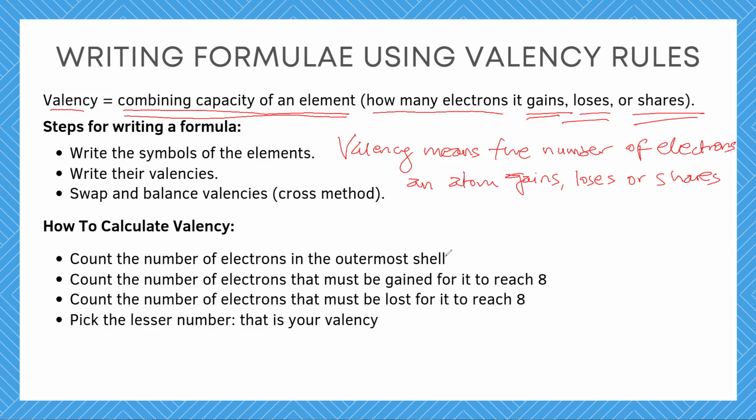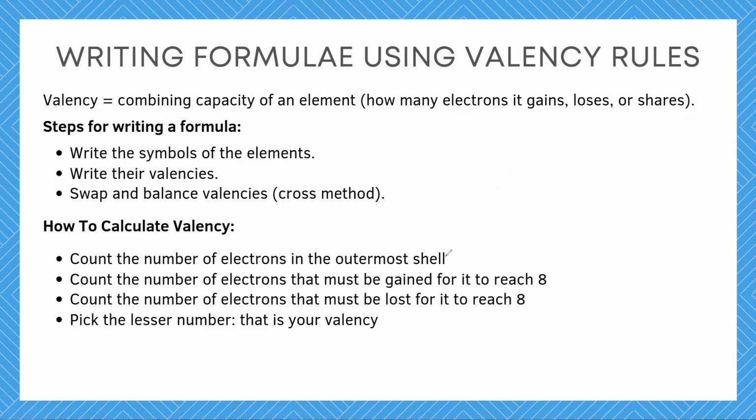Beautiful. So now, here are the steps for writing a chemical formula. Step number one, can you read it for me? Write the symbols of the elements. Good. Step number two: write their valencies. Good. Step number three: swap and balance valencies. Cross method. Good.